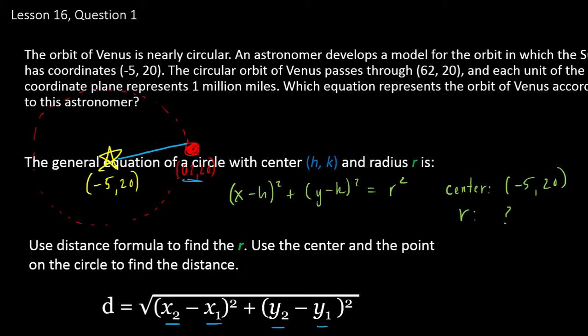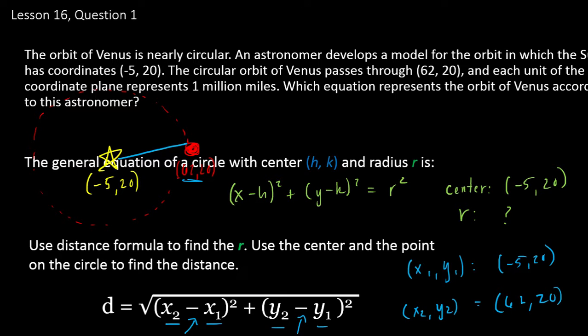Now, when it comes to assigning the (x1, y1) and (x2, y2), it doesn't really matter which one you do. So I'm going to assign this one to (-5, 20). I'll assign the other one to (62, 20). You could have done it the other way around, but just make sure you plug everything in correctly. Keep track of your signs within the parentheses. Those are easy to flip. And once you get the radius, don't confuse radius for radius squared.